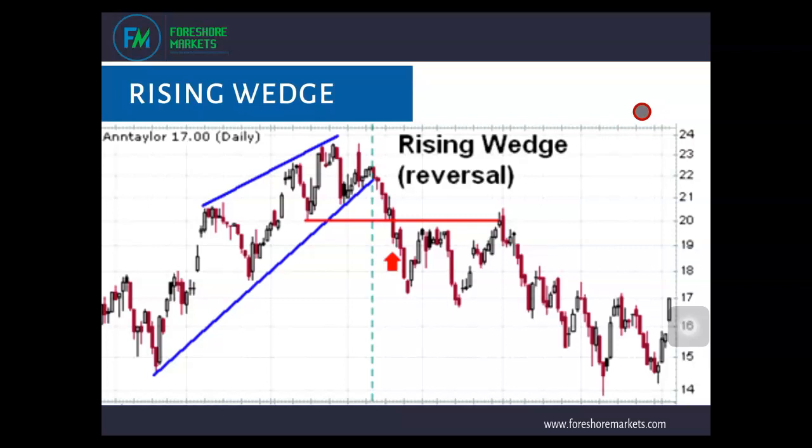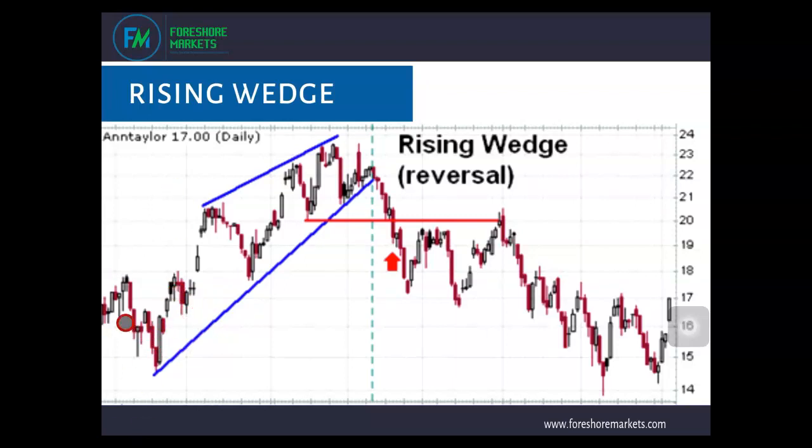In today's video, we'll be looking at what ascending and descending wedges are in technical analysis. An ascending wedge is also known as a rising wedge, while a descending wedge is also known as a falling wedge.